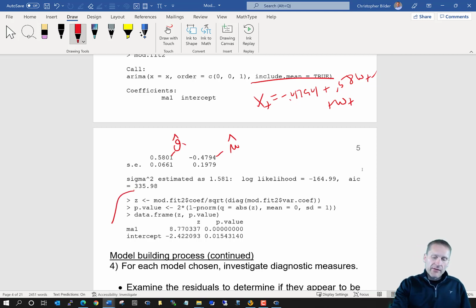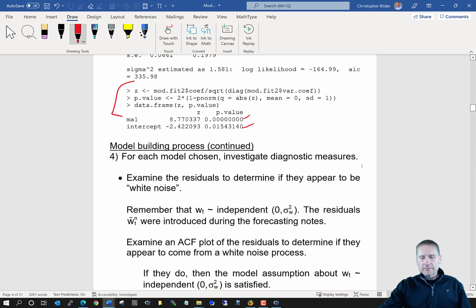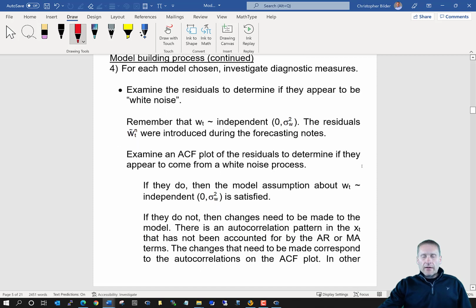I can do my hypothesis test just like I did above. Notice for the moving average parameter theta 1, there is sufficient evidence to indicate that it does not equal 0. That's interesting. Also take a look at mu itself. There is marginal evidence that it's not equal to 0. That alone, though, does not necessarily mean that that is a good model to choose, as we will see shortly.